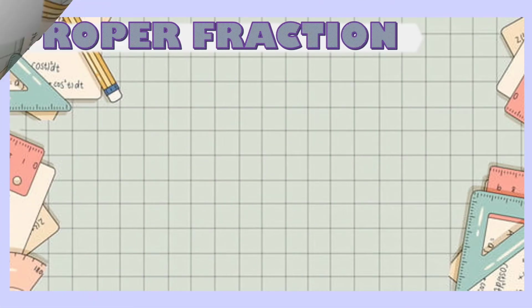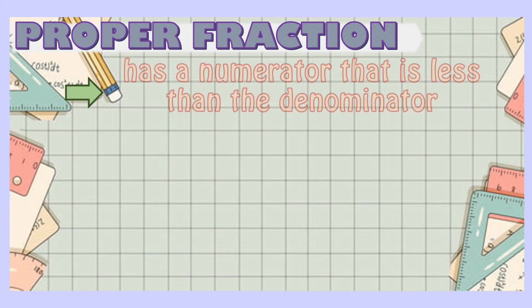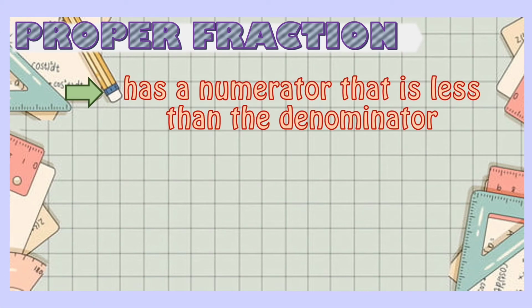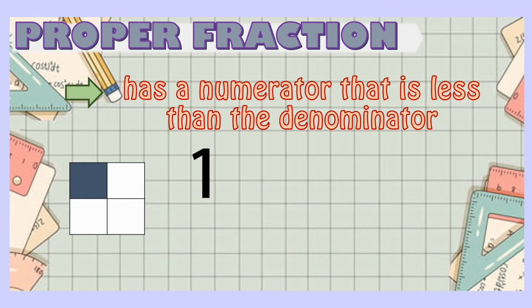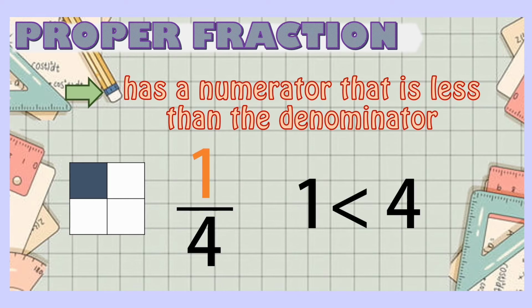A proper fraction has a numerator that is less than the denominator. Example, this figure can be expressed as 1/4. 1 is the numerator and 4 is the denominator. 1 is less than 4. That is why this fraction is a proper fraction.